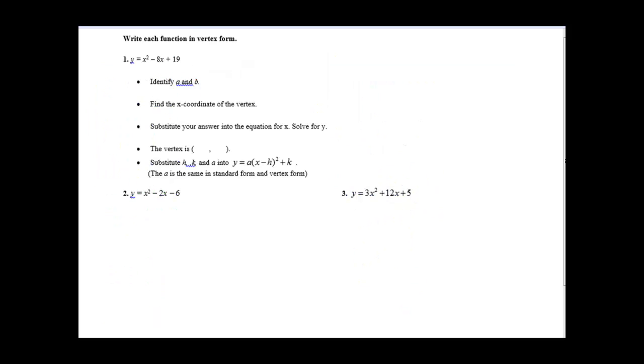So now we need to write each function in vertex form. Okay, so we have a couple of problems, and we'll do the first one together. Let you try the next two. So y equals x squared minus 8x plus 19. We need to identify a and b. a equals 1, b equals negative 8. To find the x-coordinate of the vertex, x equals the opposite of negative 8 over 2 times 1. So 8 over 2, which is 4.